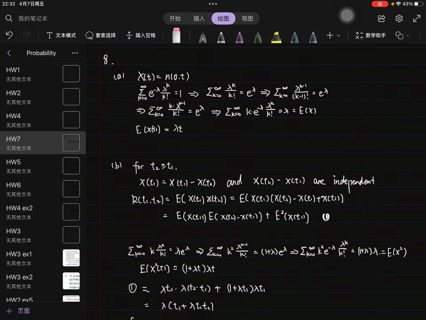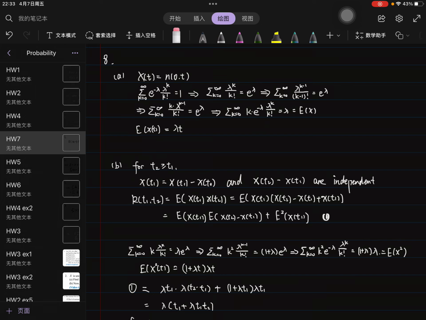Hello, welcome back. This is exercise 8 for homework 7. For this question, we are going to find the expected value of the random variable X(t) and R(t1, t2). Firstly, it gives us the definition of the Poisson process.